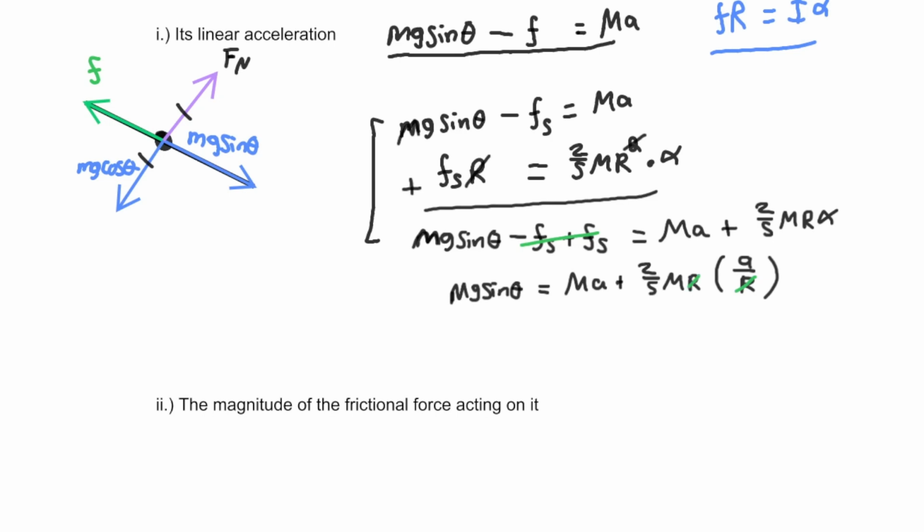So we get mg sine theta is equal to 5/5 ma plus 2/5 ma makes 7/5 ma. The mass cancels, so we get a is equal to 5/7 g sine theta.